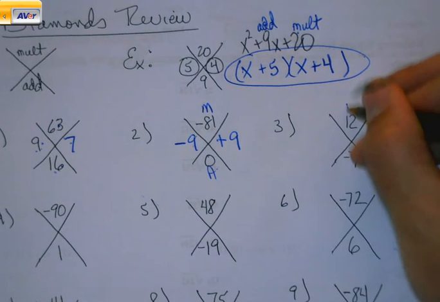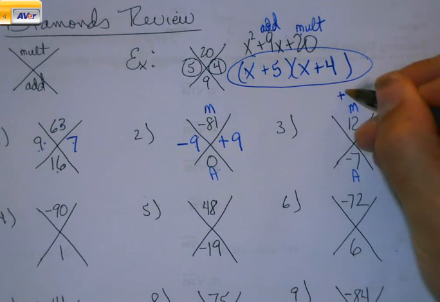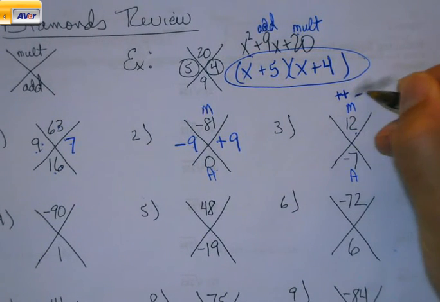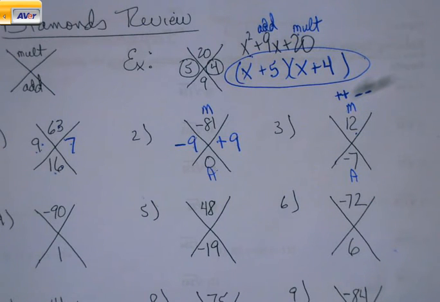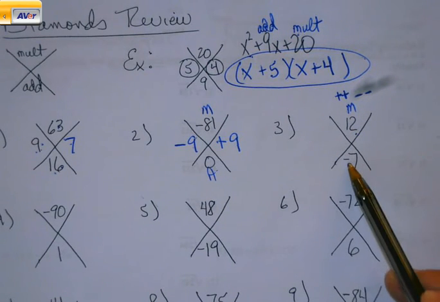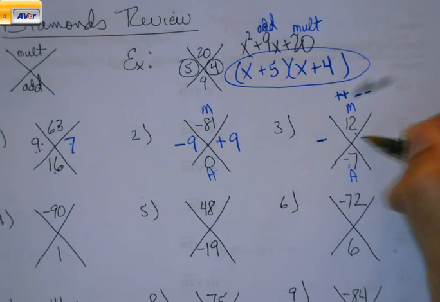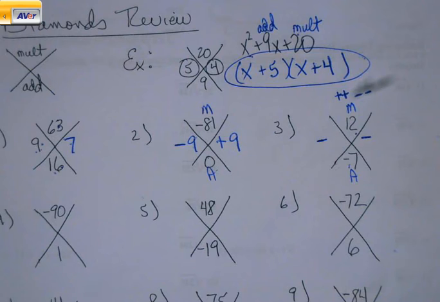Multiply to 12, add to negative 7. Again, think about clues. If I'm multiplying to a positive, they could be both positive, they can be both negative. How do I know which one? Look at the sign of the add numbers. If this says negative, these both have to be negative. That's the thought process we're working on.